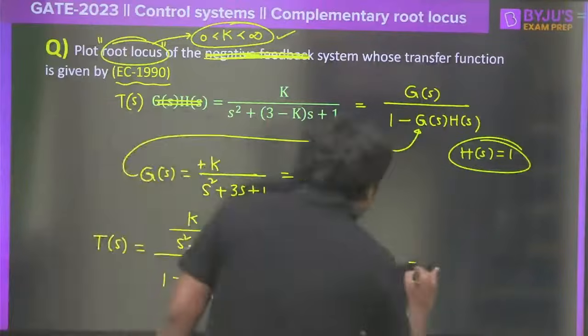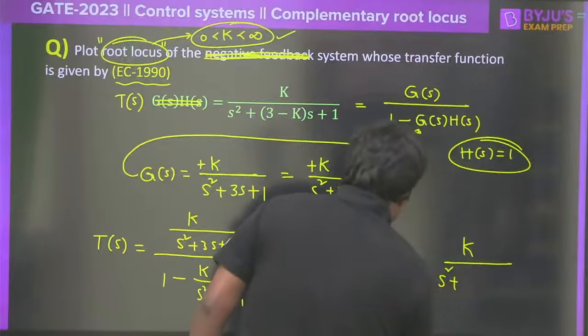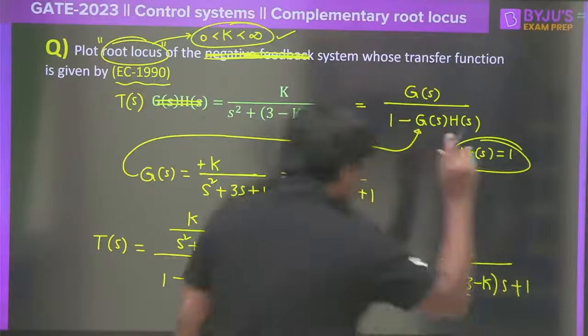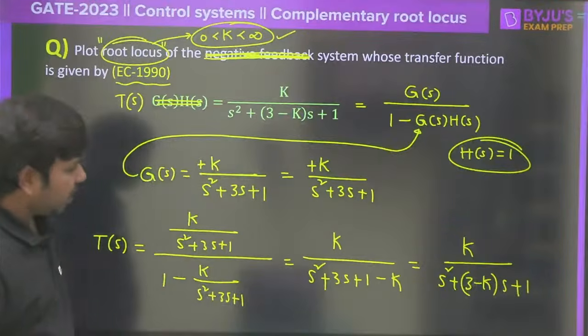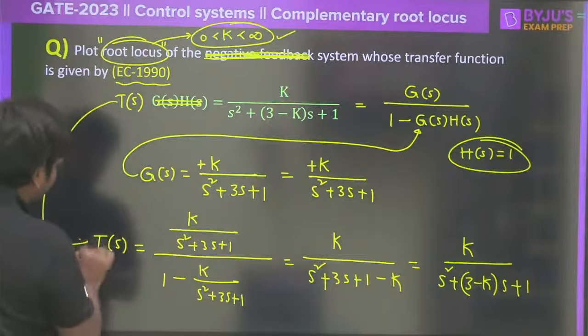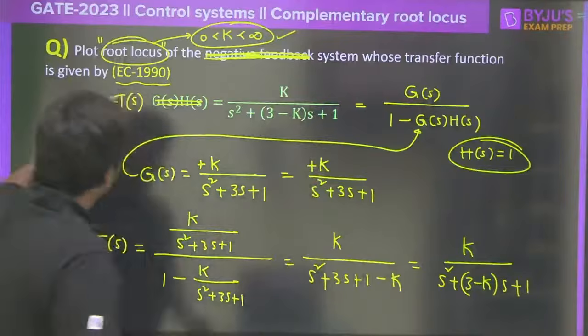So what we are going to get here, k whole divided by s square plus 3 minus k whole into s plus 1, right? So that means I am very happy to say, yes, this is the transfer function it was given to me, correct? This is the transfer function it is given to me, am I right? This is the transfer function it is given to me.